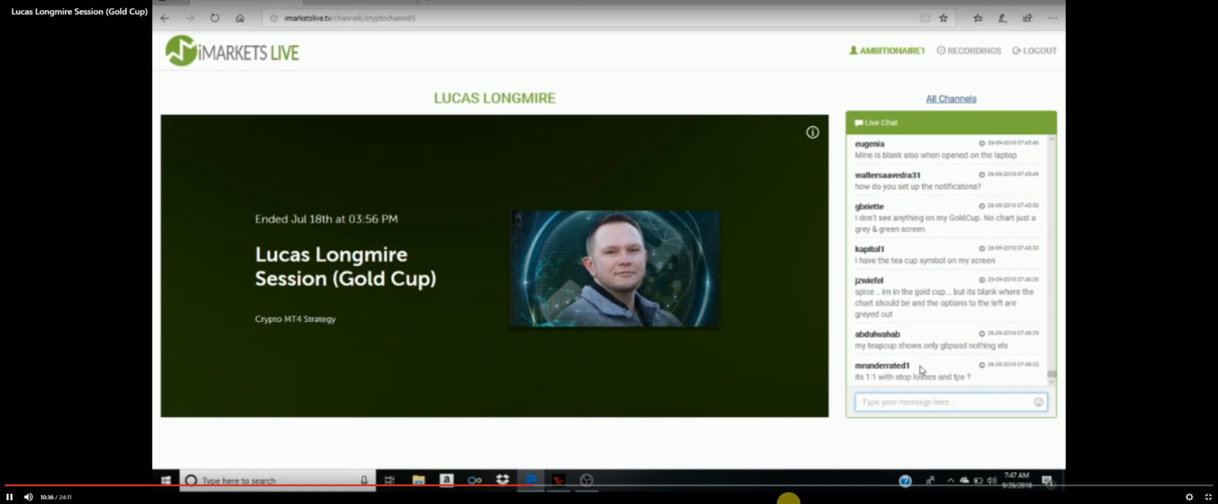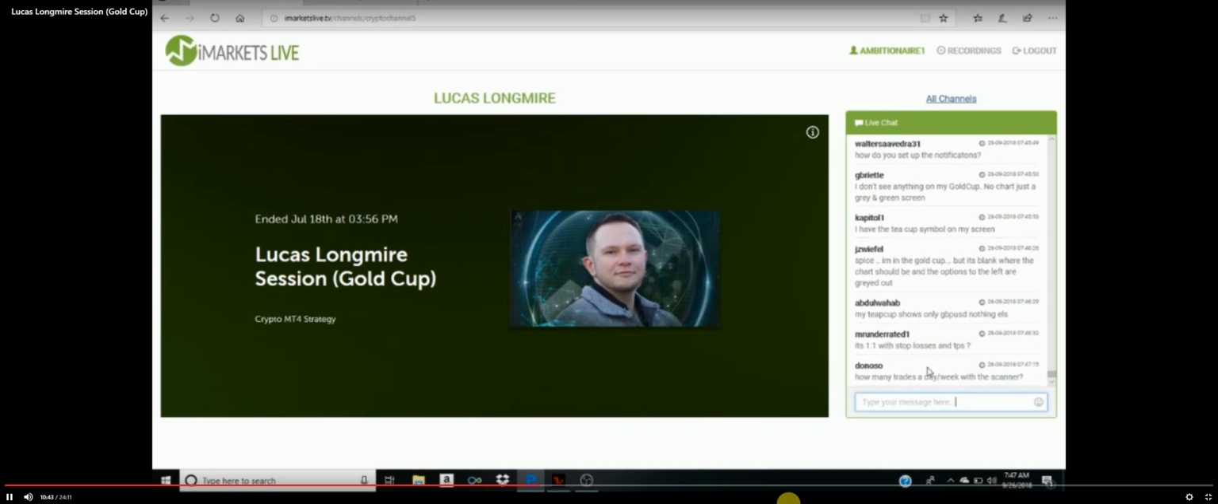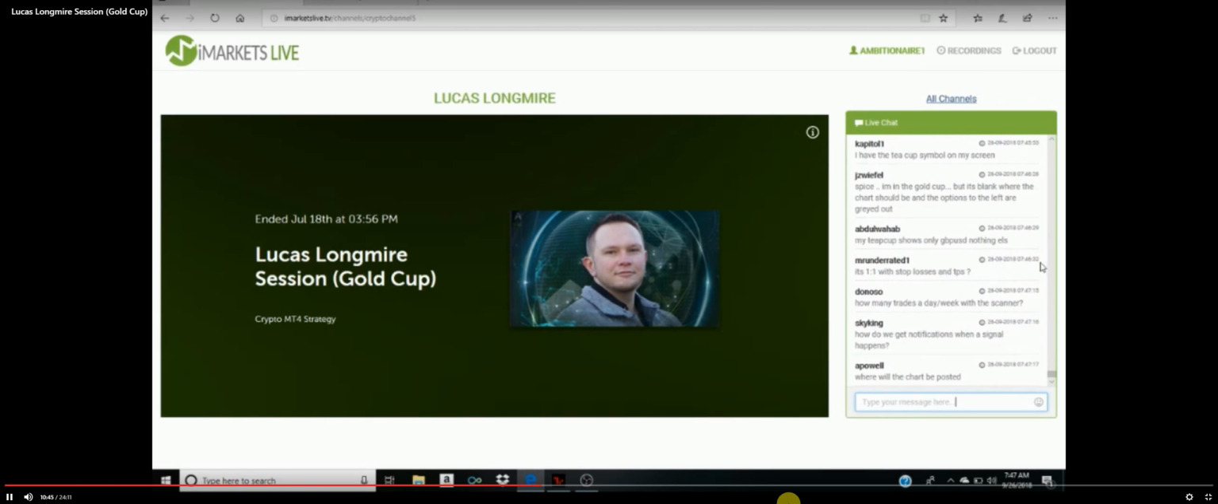Yeah, on the teacup, the setup has to be there. So if it's only showing GU, then that's the only setup that's going on.